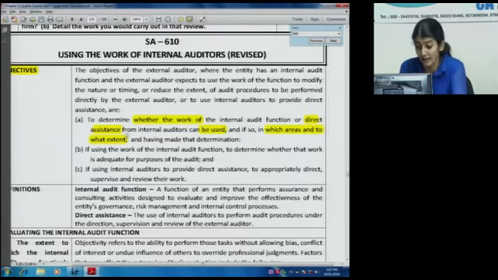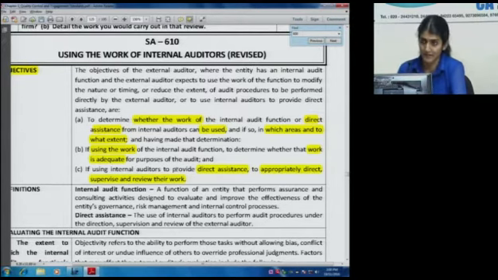Right. Then if using the work of internal auditor, then to check whether the work is adequate. And if using the work to provide direct assistance, then to appropriately direct, supervise and review their work. सबको समझता है ना?